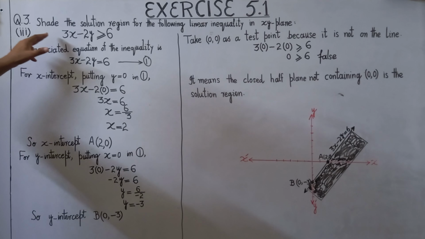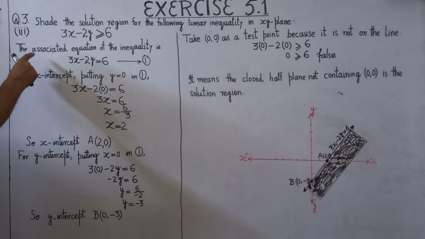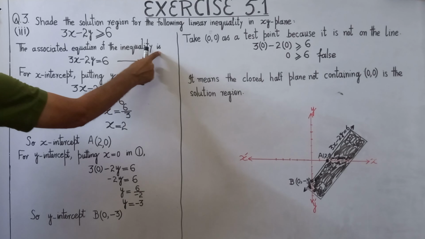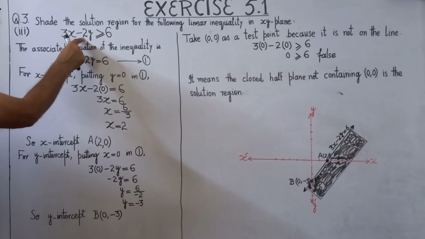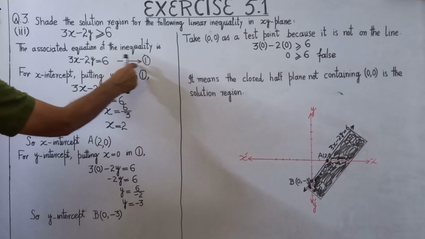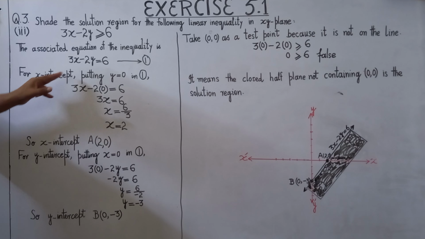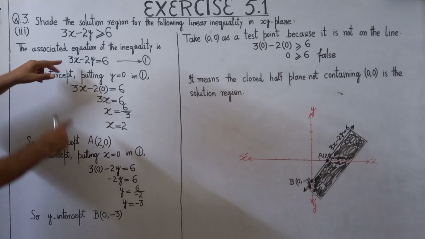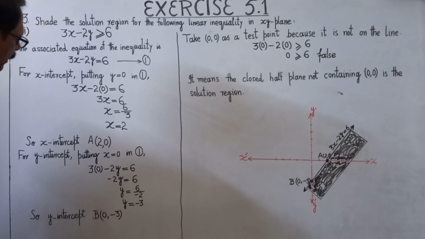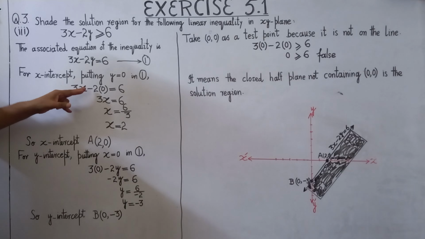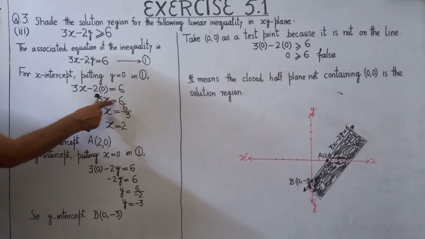Question 3, part 3. 3x minus 2y is greater than or equal to 6. The associated equation of the inequality, or you can say the corresponding equation of the inequality, is 3x minus 2y is equal to 6. Let it be named as equation 1. For x-intercept, putting y equal to 0 in 1. 3x minus 2 into 0 equals 6. 2 zeros are 0. 3x minus 0 is 3x, equal to 6.